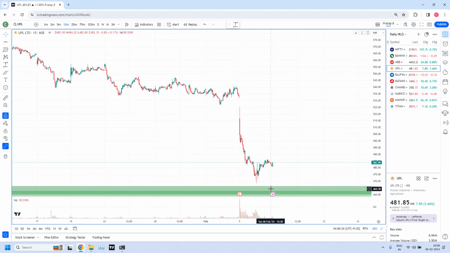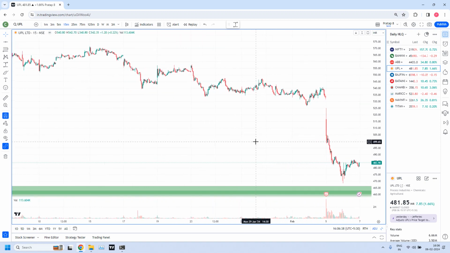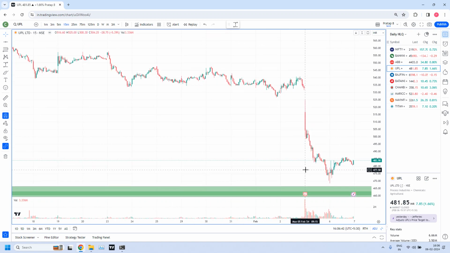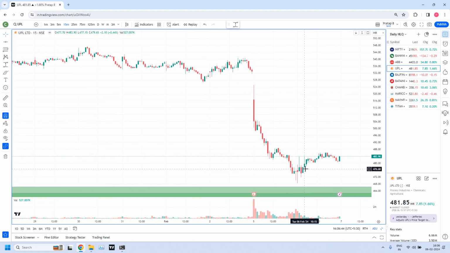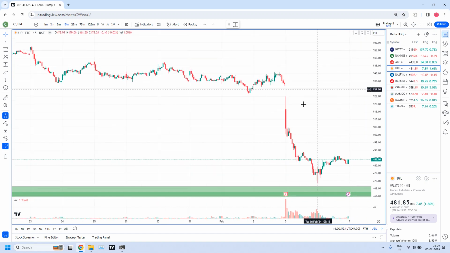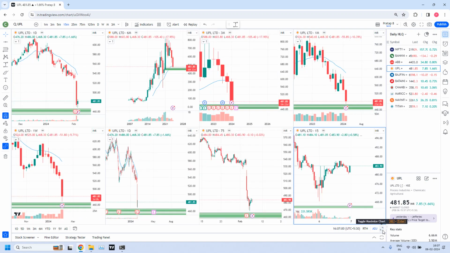At that time our software might recognize this zone once again. But anyway, I already explained the fine tuning of this zone, so that you will know where exactly you need to plan your trade in this zone, if next time our software identifies this zone. But anyway, UPL, we did not get a trade. Now let us move on to the next one.